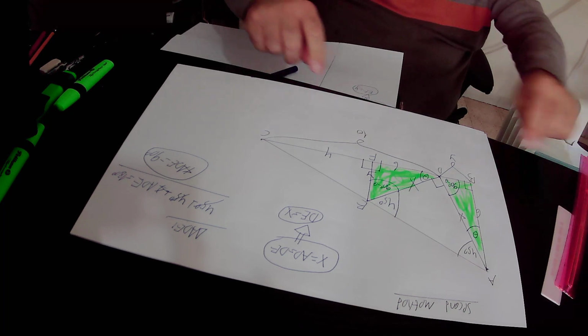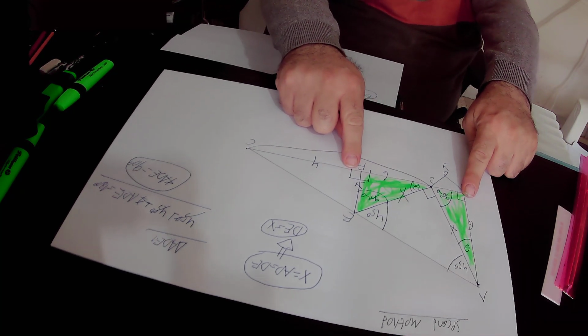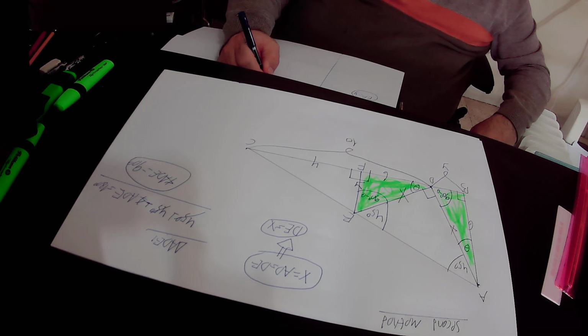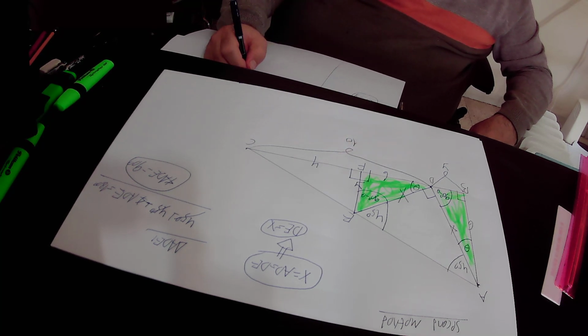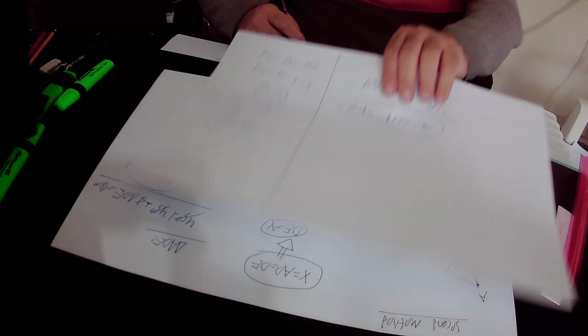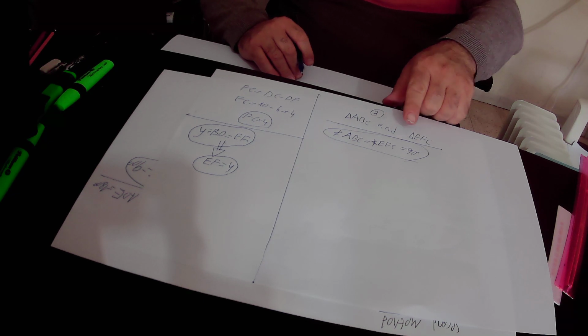First of all, those two angles are equal to each other, they are both equal to 90 degrees. So angle ABC in triangle ABC is equal to angle EFC in triangle EFC, and they are both equal to 90 degrees. I'll repeat again: angle ABC equals angle EFC equals 90 degrees.